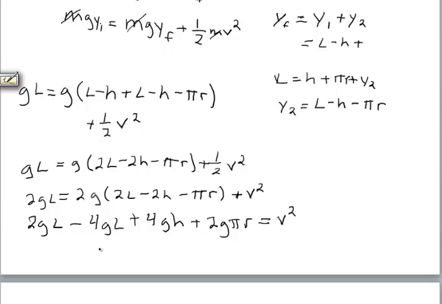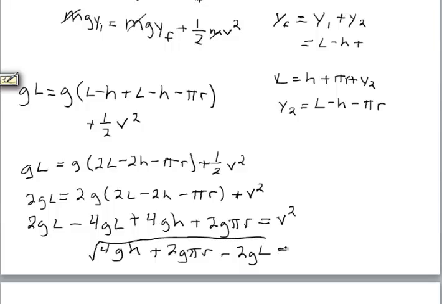Combining all these terms, we have 4GH plus 2G pi R minus 2GL. Make this correct. Equals V. And that's it. All right.